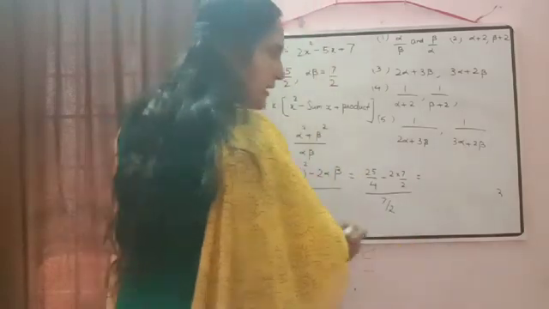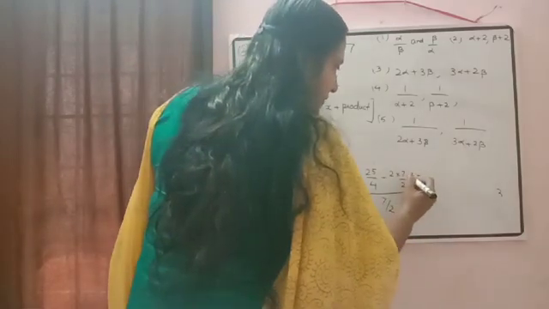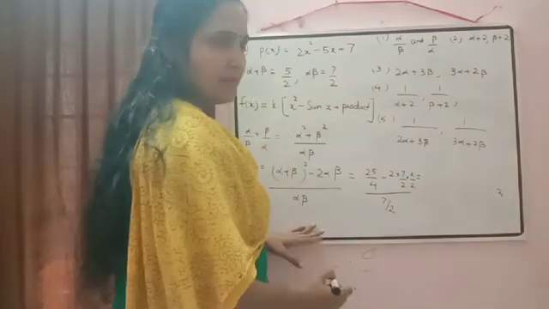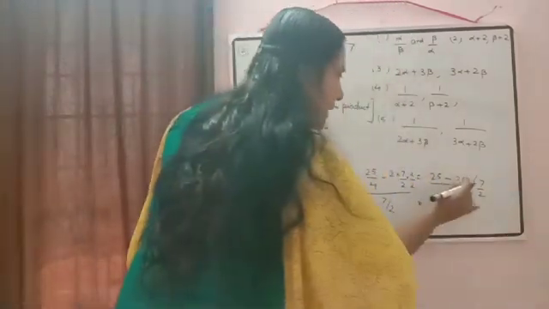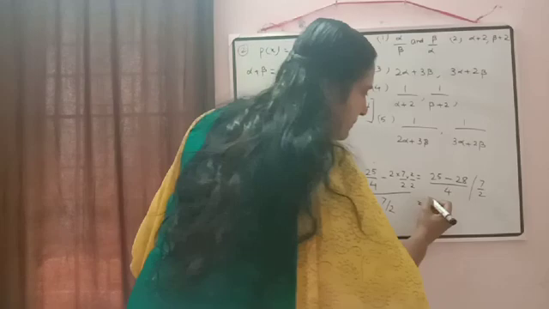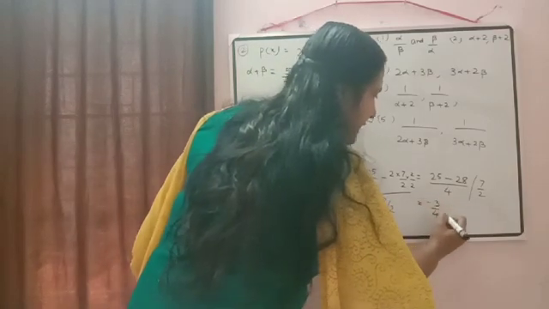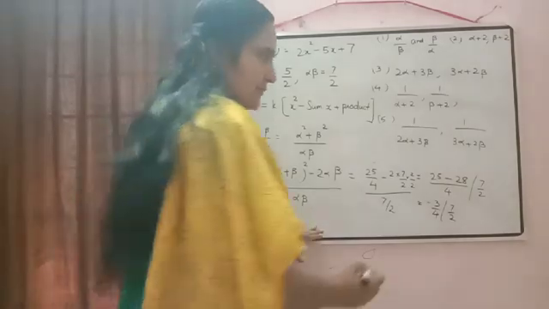Now here what we have to do? We have to make the denominator equal. So to make the denominator equal, we have to multiply and divide by 2 there. So we will get here 25 minus 7 4s are 28, by 4, whole divided by 7 by 2. So 25 minus 28 will be equal to minus 3 by 4 divided by 7 by 2.